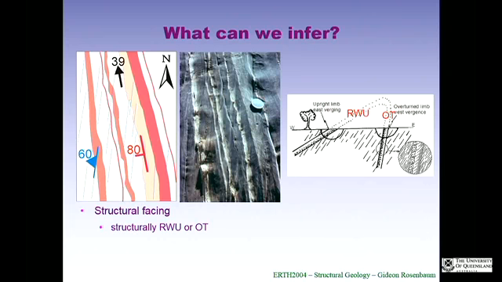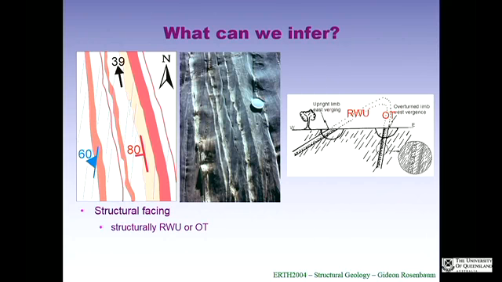We talked about structural facing. So again, we look at our map and the cross section that we have here. Where are we? What do you think? Is that limb structurally overturned or right way up? Overturned because the bedding is steeper than the cleavage.